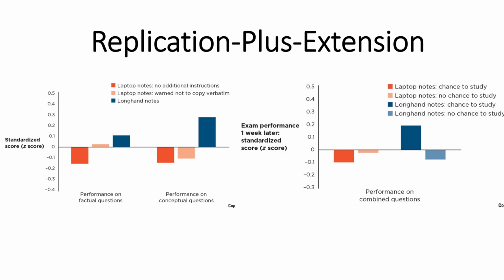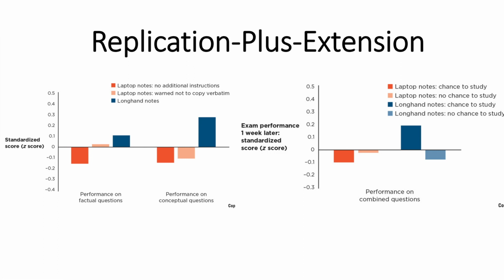And so when they evaluated this replication plus extension, they actually found that the laptop notes, when they were warned not to copy, performed fairly similar to the people who had laptop notes and no extra instruction. The people warned not to copy still had pretty much verbatim notes, and they ended up performing more poorly on conceptual questions. So laptop notes with no additional instructions and laptop notes told not to copy both scored worse than people with longhand notes, who tended to score better on those conceptual questions.